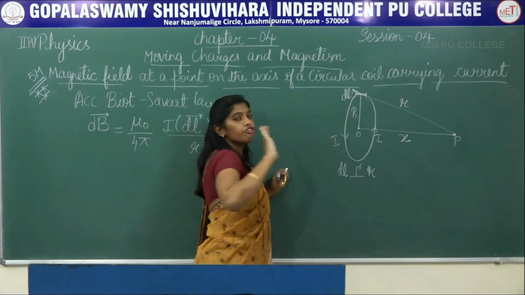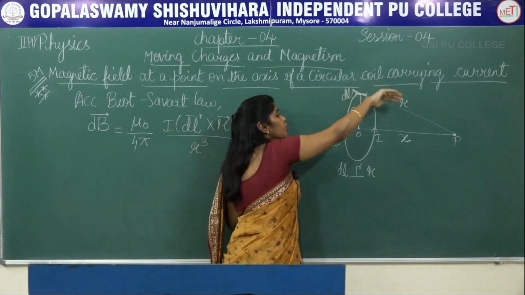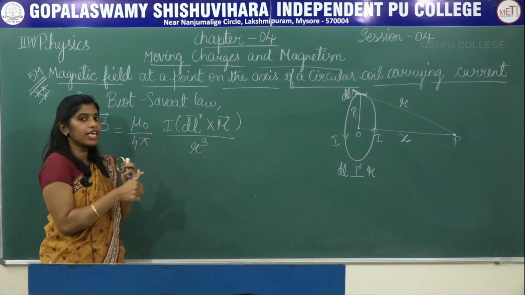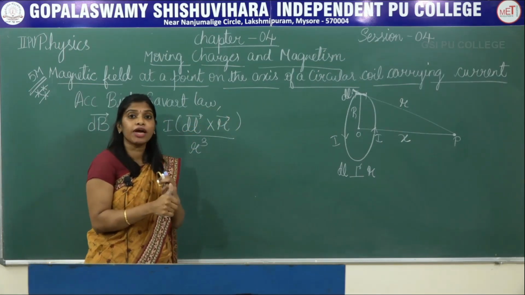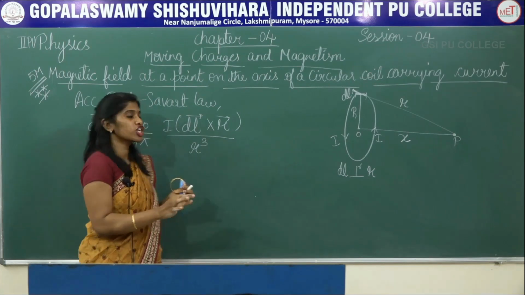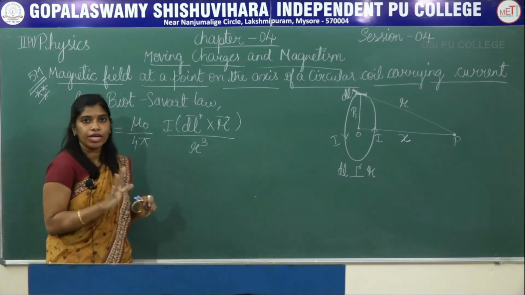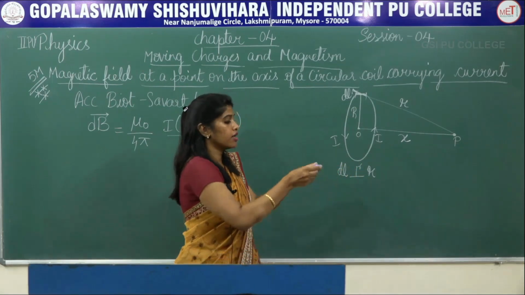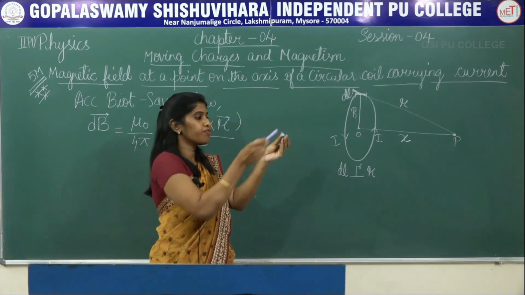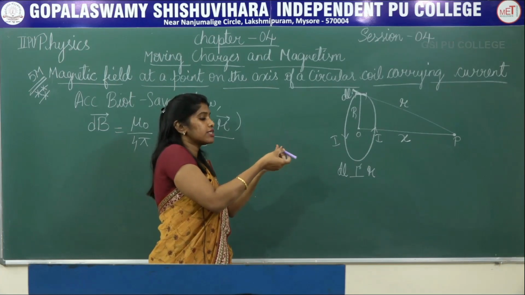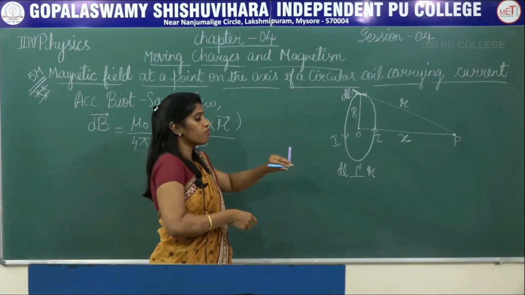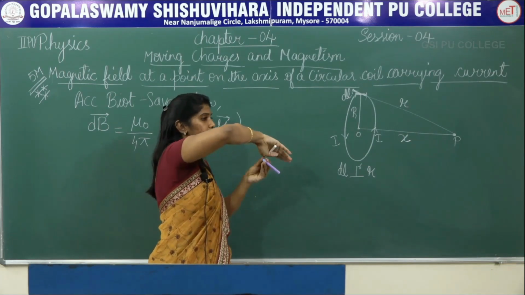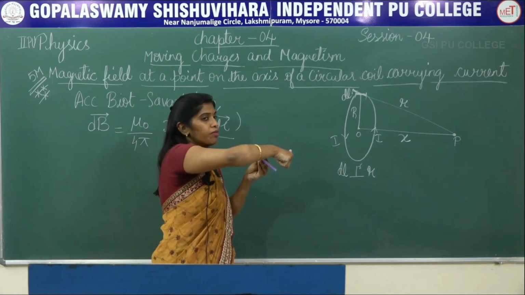going to curl my fingers from dl towards r, and see which direction my thumb indicates, and that direction is the direction of magnetic field. Now this is the length element, and this is the position vector. They both are perpendicular to each other. Now if I curl my finger in this direction, this will be the magnetic field.